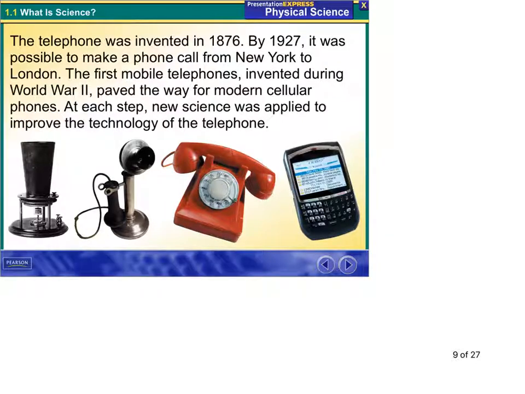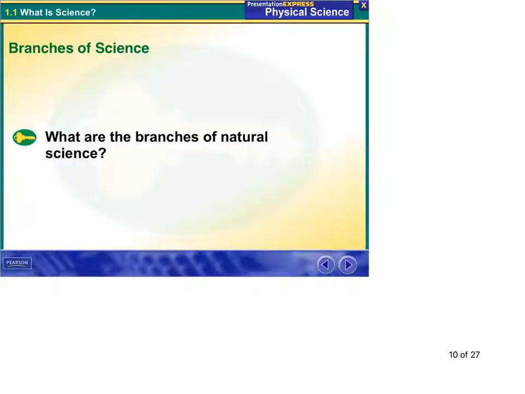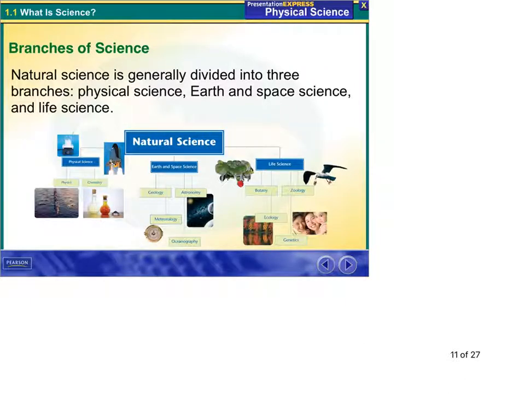Here's an illustration of some advances in technology, advances in the telephone, from the very earliest to some more modern things. We need to know a little about the branches of natural science, another one of our key questions. Natural science is typically divided into three branches: physical science, earth and space science, and life science. Sometimes you'll just see it divided into two, physical and life, where earth is part of physical.